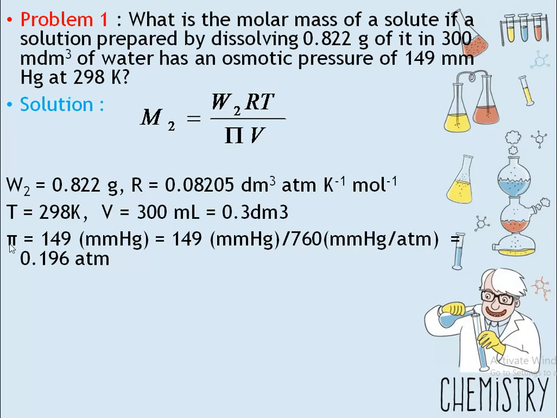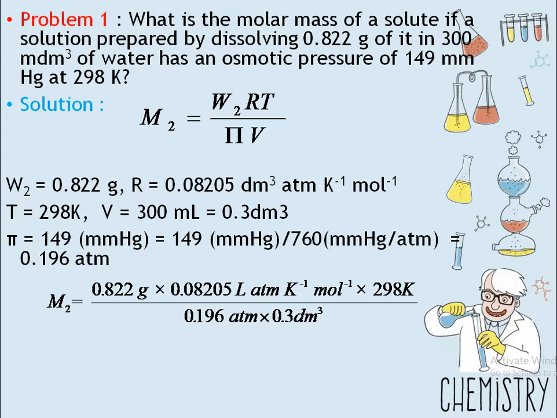Now pi, the osmotic pressure, is 149 mmHg. We have to convert this into atmospheric pressure. So 1 atmospheric pressure is equal to 760 mmHg. So 149 divided by 760 is equal to 0.196 atmospheric pressure.